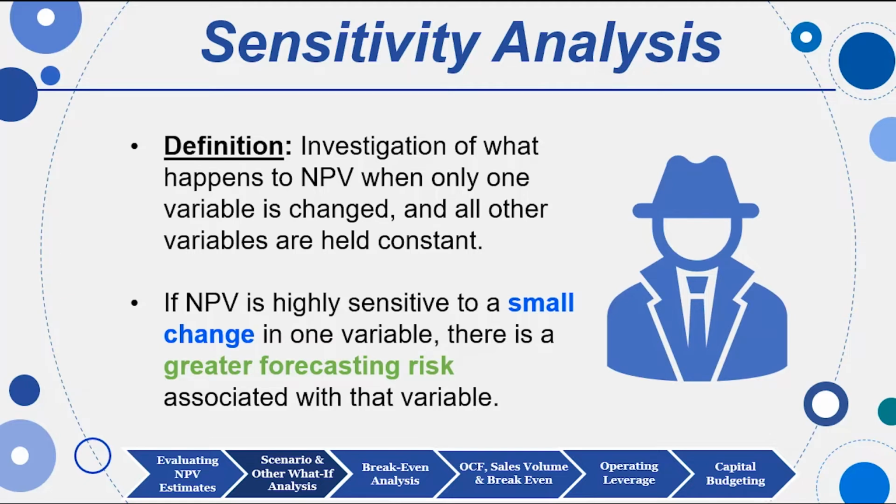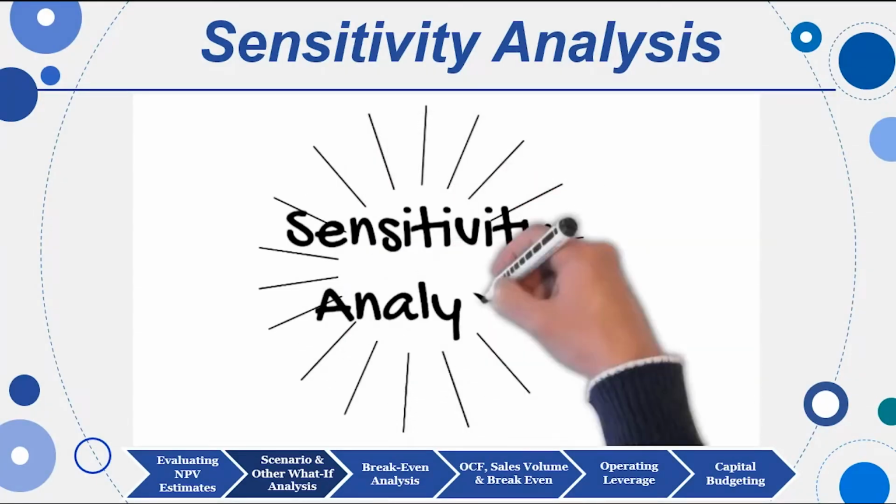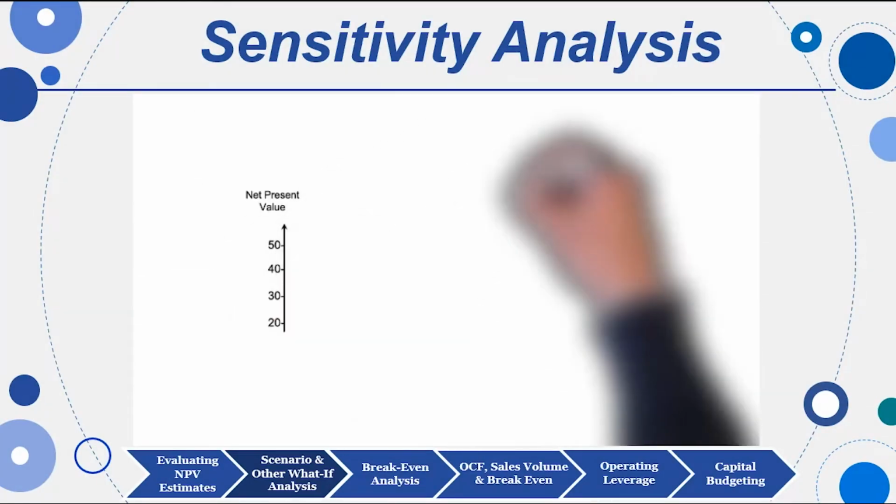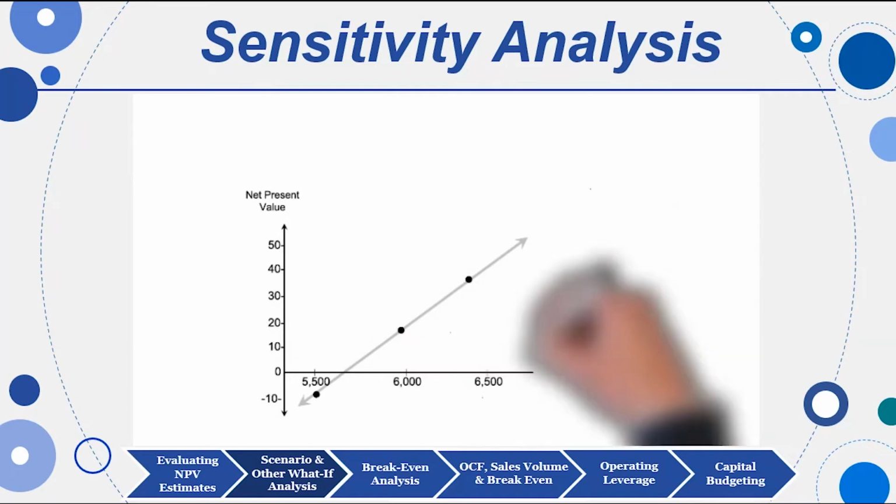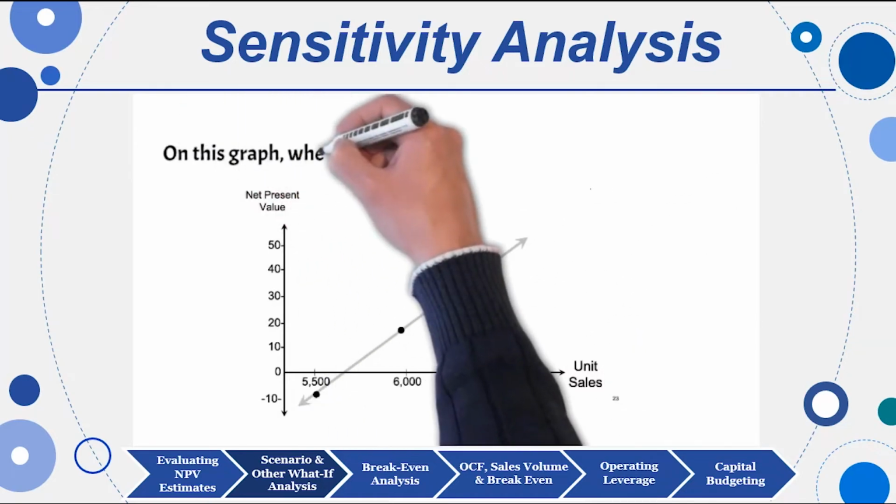Second form of what-if analysis you've done in earlier years is sensitivity. You may have learned this in econ class. What happens to our NPV when only one variable is changed and we keep all the other variables constant? So if an NPV is sensitive to a small change in one variable, there's greater forecasting risk, and usually that's quantity or price. So those are usually your variables that are most sensitive to change.